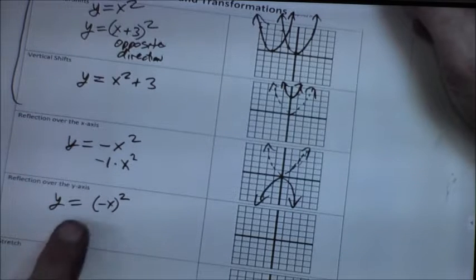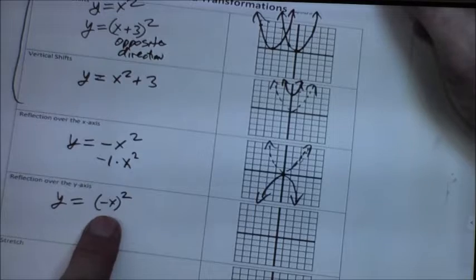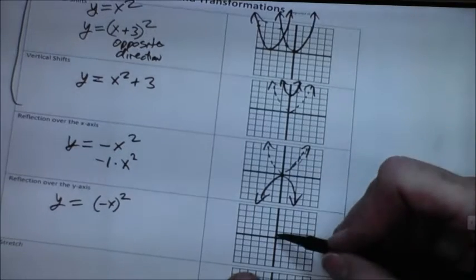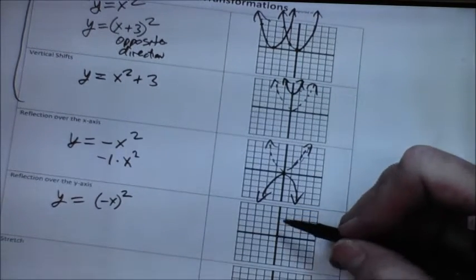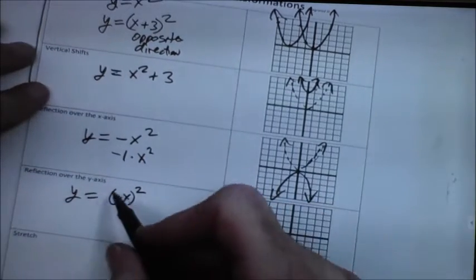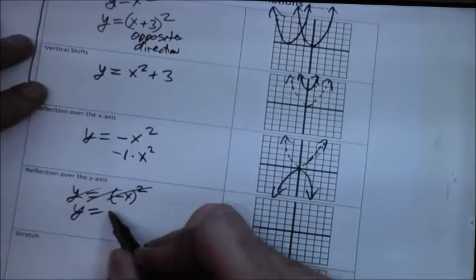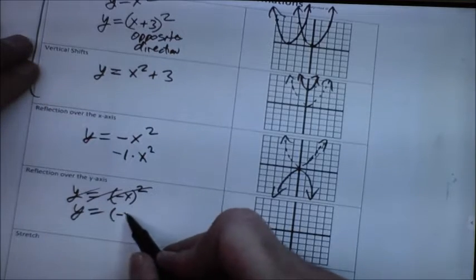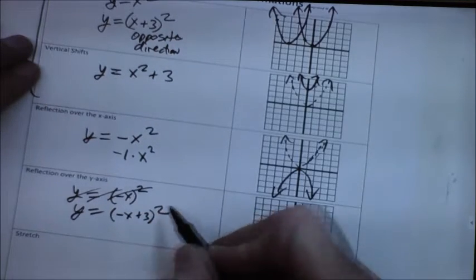You need anything. So the -x here, well, I have a parent function going like that. When I flip over the y-axis, it won't be any different. You can't tell the difference. So I'm going to do this. Instead of that one, I'm going to do y equals -x plus 3 squared.